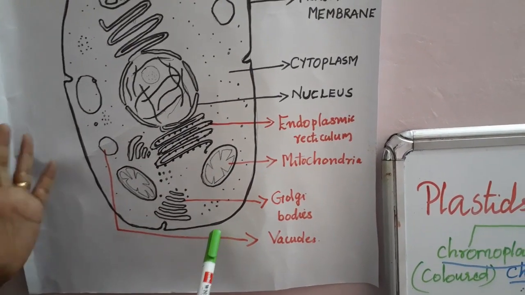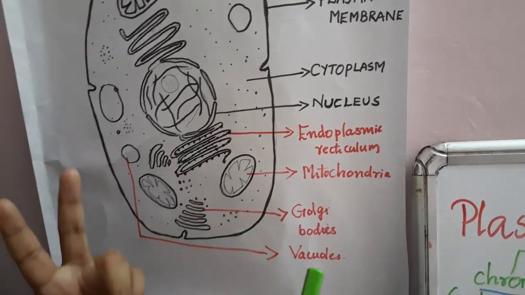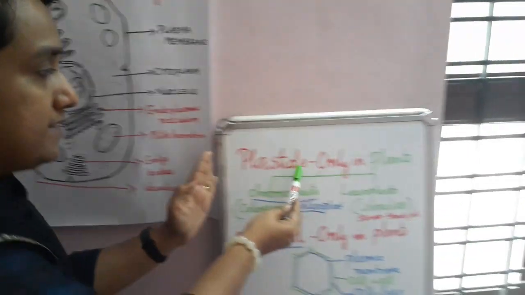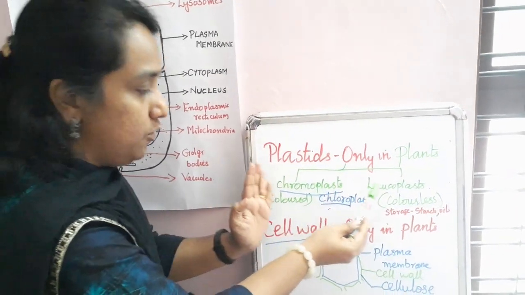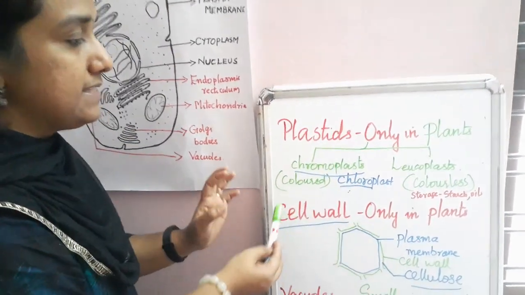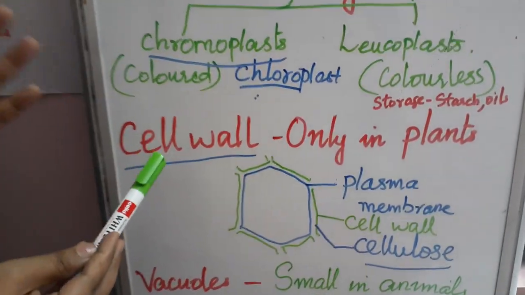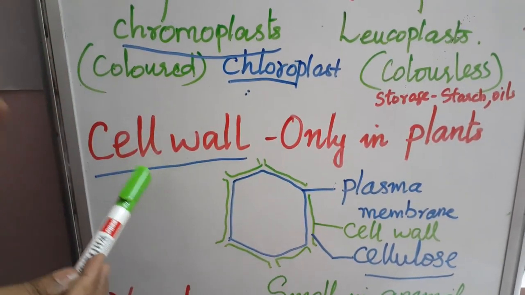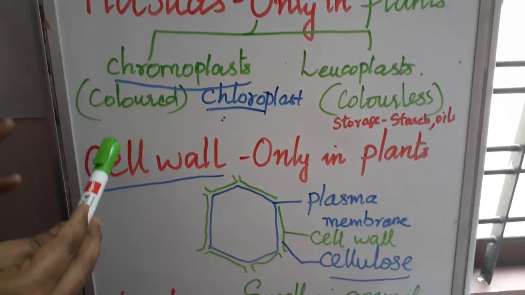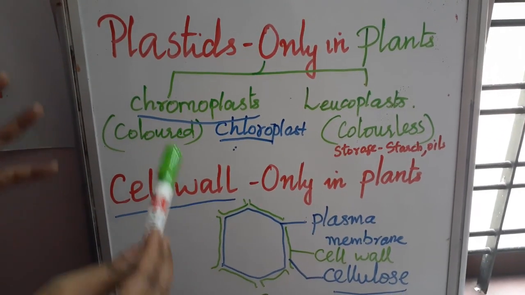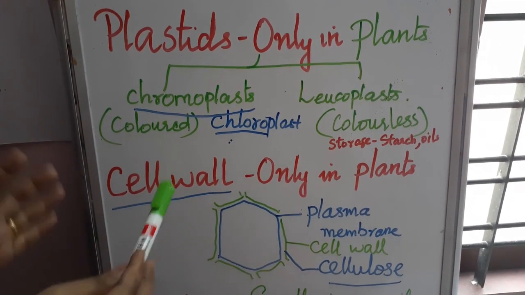Other than that, in the case of plants, two things we studied. That is the plastid, which is seen only in plants, and is divided into chromoplast and leucoplast, and the cell wall. The cell wall is not a cell organelle. It is seen outside the plasma membrane. It is not seen inside the cytoplasm. The difference between plants and animals is that plants have a cell wall, but animals don't have a cell wall.